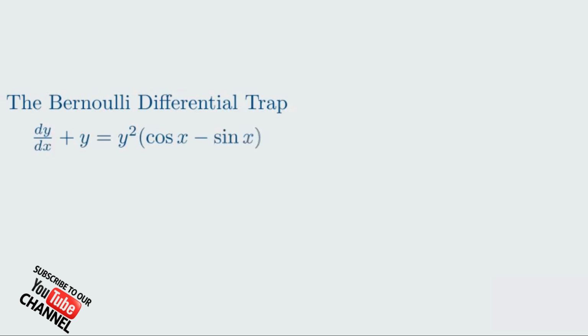Welcome! Today we are going to solve a classic differential equation problem, often referred to as a Bernoulli trap. We are asked to solve the differential equation dy/dx plus y equals y squared times the quantity cosine of x minus sine of x. We are also given the initial condition y of 0 equals 1.